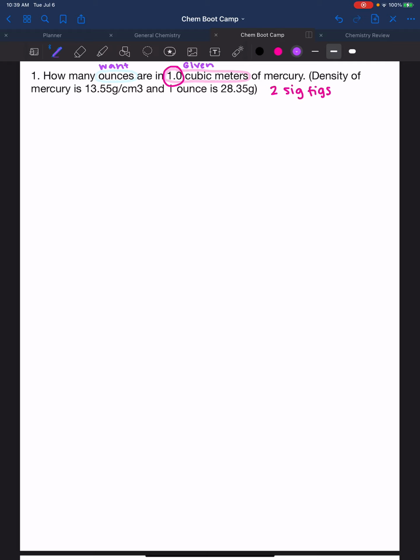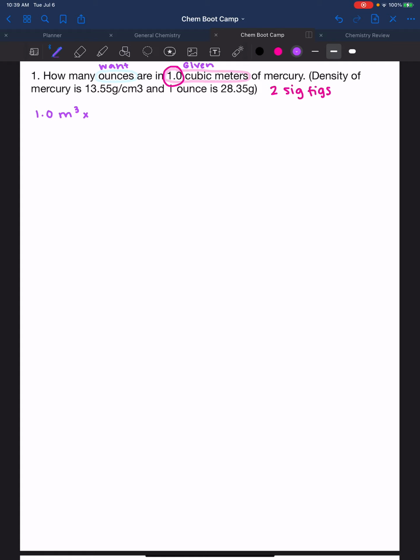We always start with what we're given. If we're given multiple things, then you're just going to have to determine how you're going to get to your final answer by figuring out your units. I would use your units and use dimensional analysis before plugging in any numbers. That's just the way that I learned. So we're going to start off with 1.0 cubic meters.